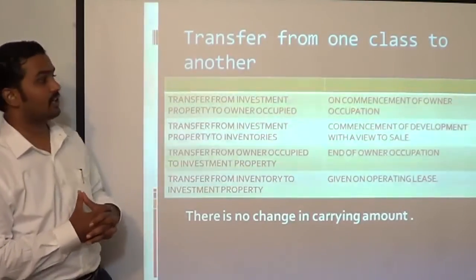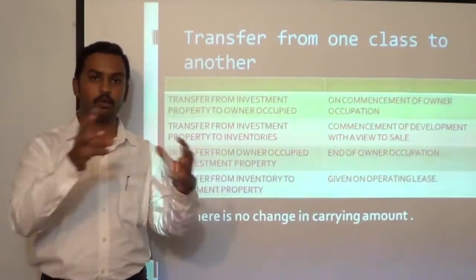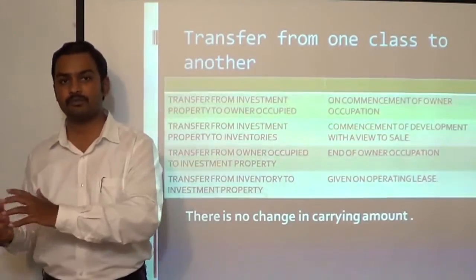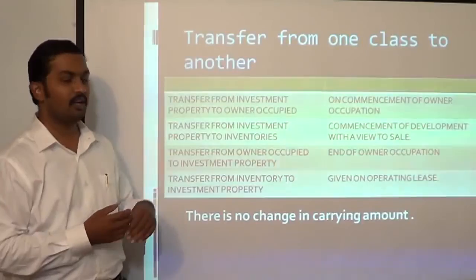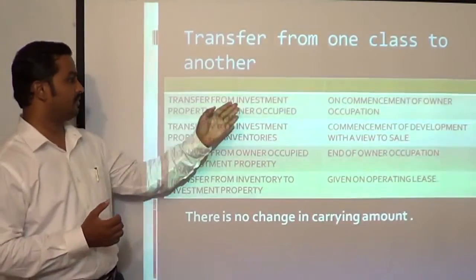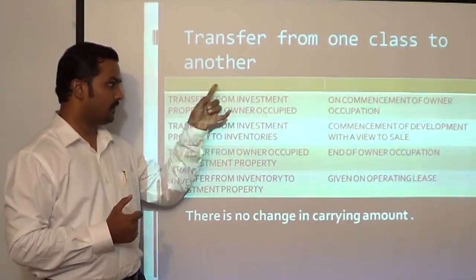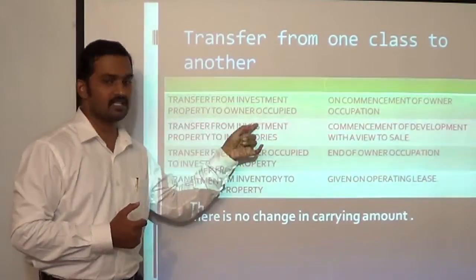Now, transfer from one class to another. Can there be a shifting from investment property to owner occupied property, owner occupied to investment property? Yes, situations are possible. When such things are going to happen, let us see. Transfer from investment property to owner occupied. So that means we have transfer from investment property, that is Ind AS 40, to Ind AS 16.